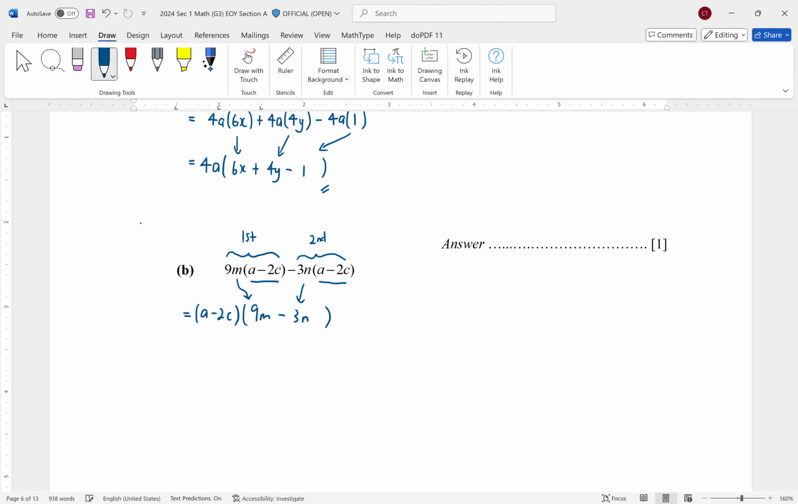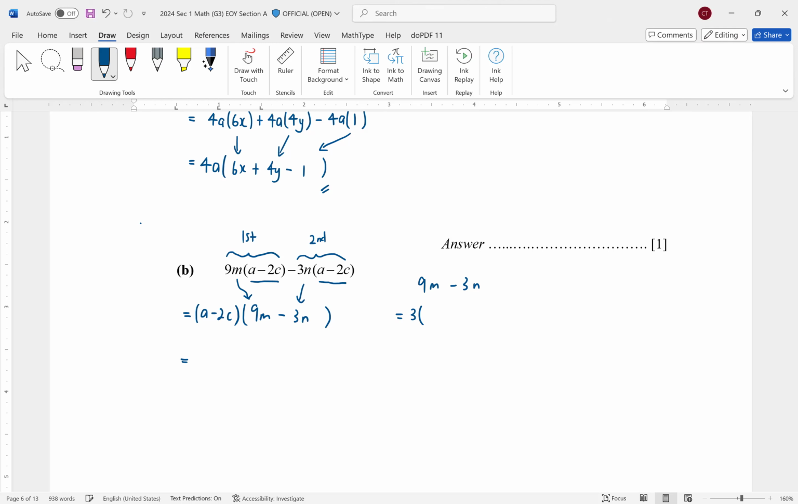But if you were to do this in the exam and end at this step, you will find that you only get 1 out of the 2 marks. Because there's something common between the 9m and the 3n that we can still factorize. So you see it? 9m minus 3n. What is common between 9 and 3? We can still take out a 3.